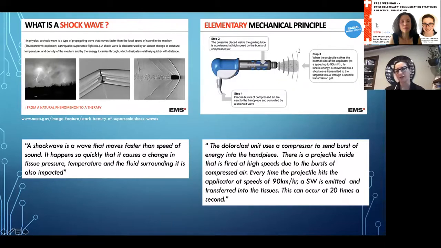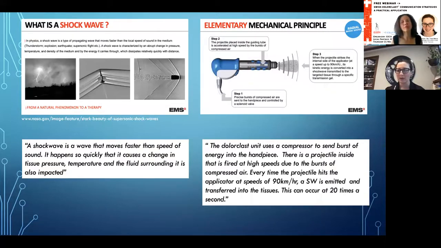And then when I show them the device, I explain what the device is. I say, this is the shockwave device. Inside it, it's attached to a compressor, and the compressed air sends air up through the tube into the device. There's a bullet, or a projectile, inside the handpiece. And every time that projectile taps on the end of the applicator, we have a shockwave emitted. So I try and use as simple terms as possible. I also tell them it hits the applicator really fast, like 90 kilometers an hour. And the shockwave that's emitted, that's transferred into the tissues, can happen 20 times a second.